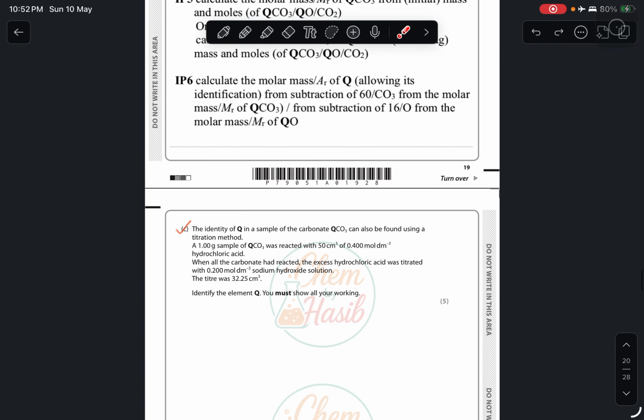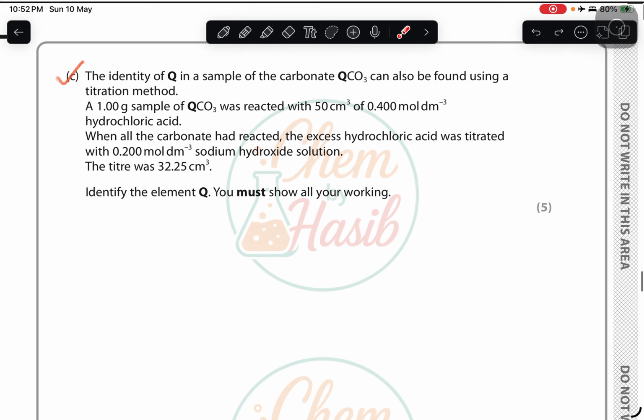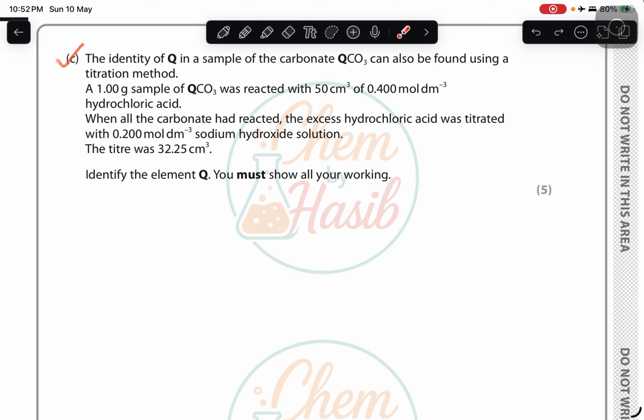It says question number C, identity of Q in a sample of the carbonate QCO3 can also be found using a titration method. 1 gram sample of QCO3 was reacted with 50 cm cube 0.4 mole per dm hydrochloric acid. When all the carbonate had reacted, the excess hydrochloric acid was titrated with 0.2 mole per dm sodium hydroxide solution. The titer was 32.25 cubic centimeters. So this is a very similar question. In the last 2 sessions we had a similar question, so you should expect a similar question tomorrow on these.